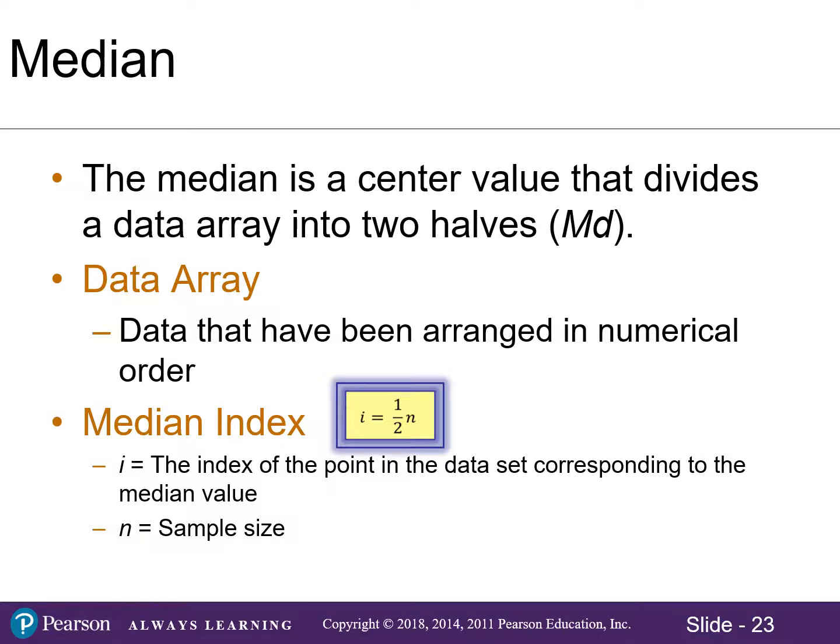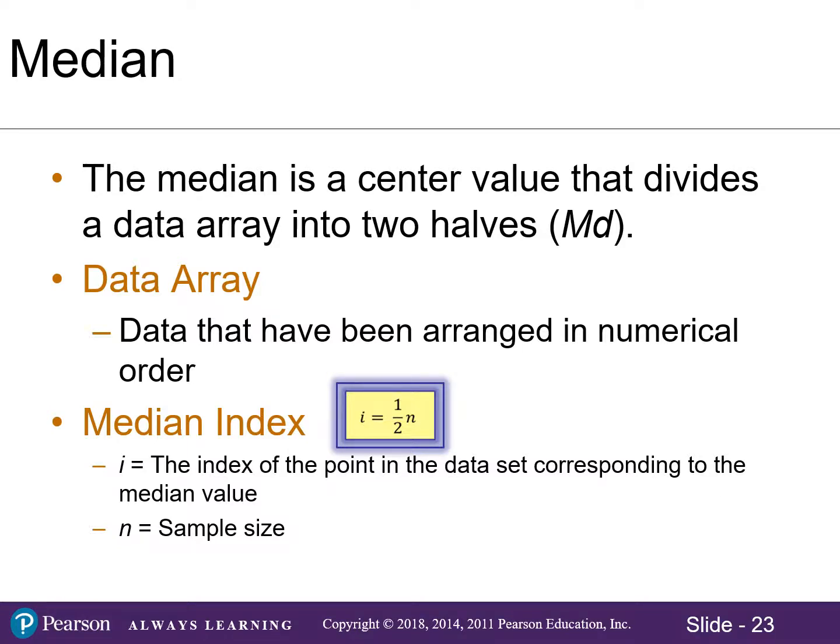arrange them in order, then find the halfway point. Now, if the halfway point is a value in the data set, you will just use that value. If it is not, you'll take the average of the two closest. So what I'm saying is if you have 5 values, obviously the center one will be the one in the 3rd position because it's right at the center.